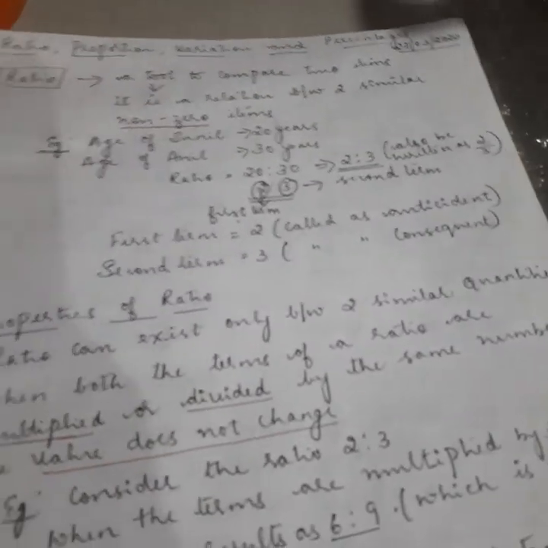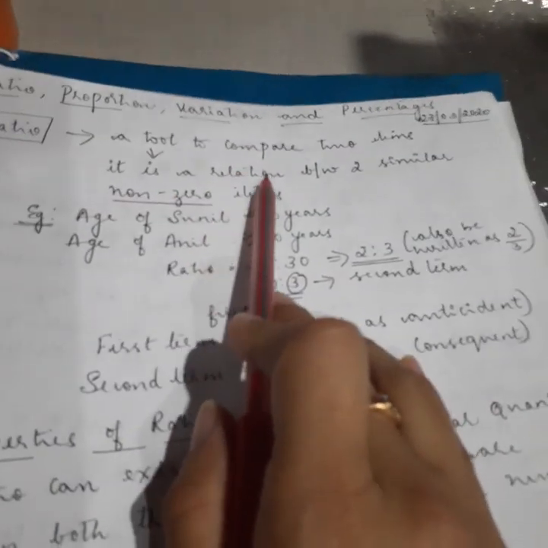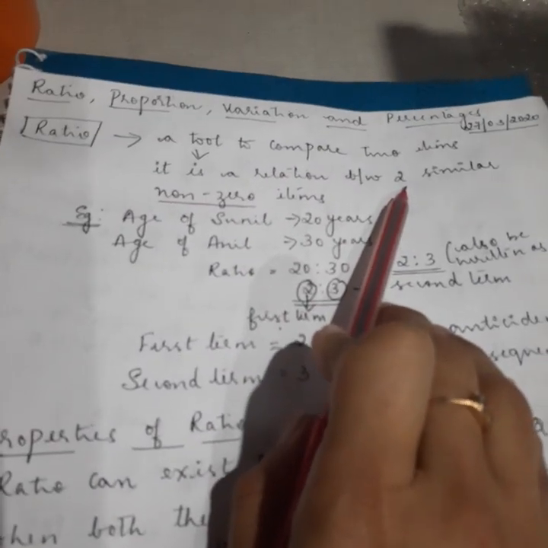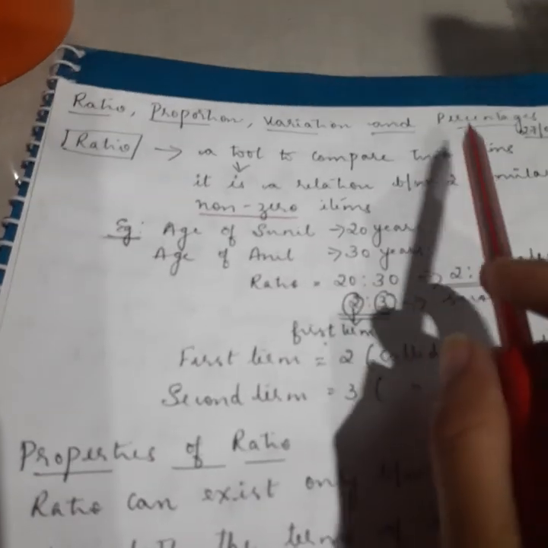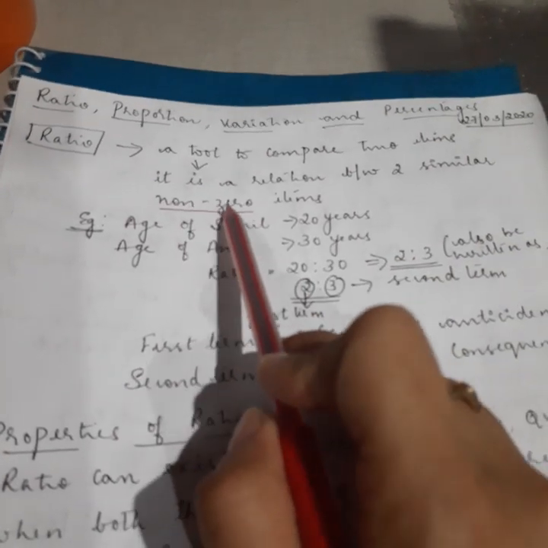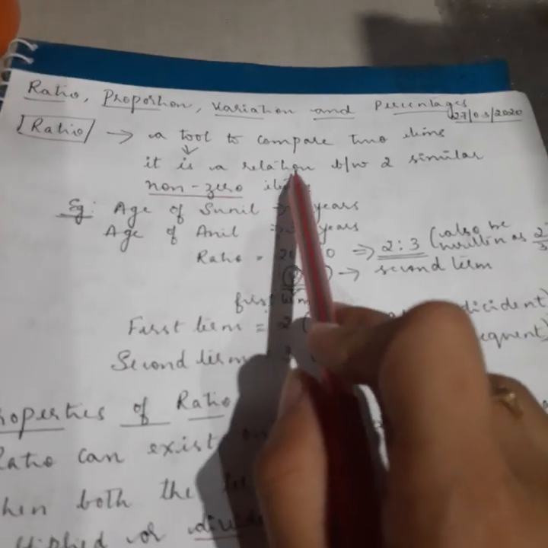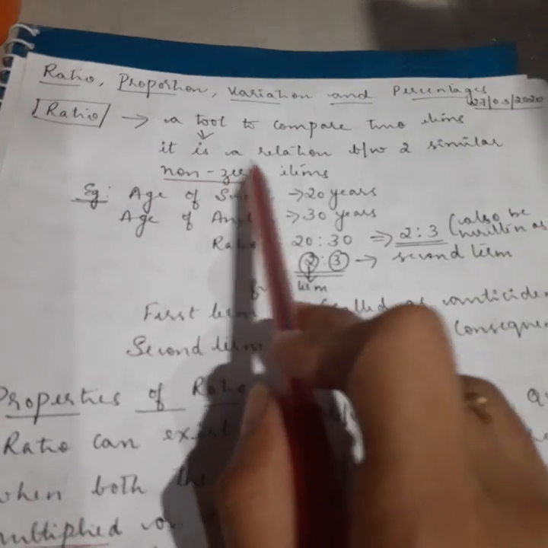You are all familiar with the term ratio. You have been solving many problems till date. So what is this ratio? It is nothing but a tool to compare two items. Ratio is a tool to compare two non-zero items. That is, a ratio helps us to find the relation between two similar non-zero items.